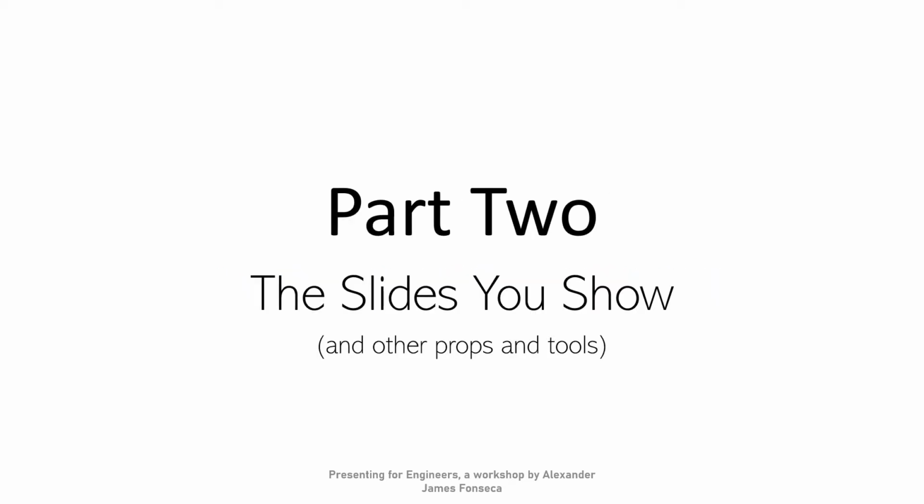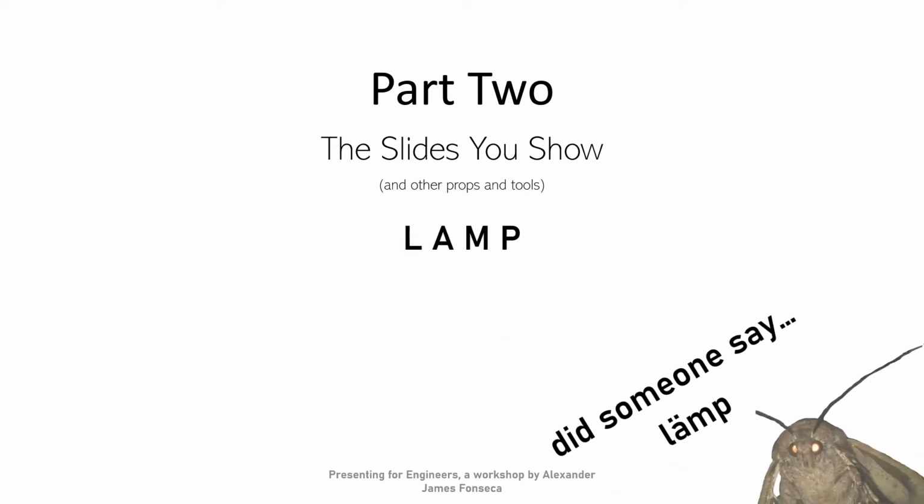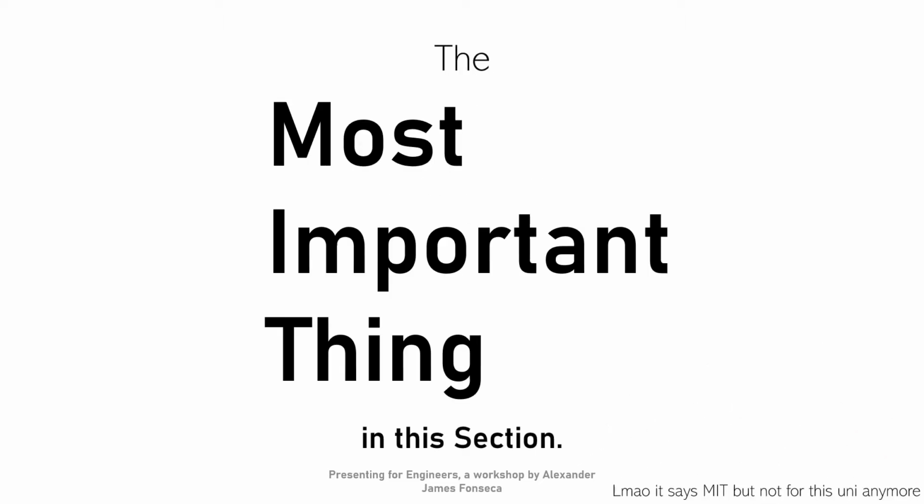So anyway, welcome to part 2, the slides you show, and of course about how you think about other props and tools. Same as last time, we're going to first have our MIT, the most important thing that I need you to take away, even if you forget everything else. Just remember the MIT. It's an abstract rule that will help guide you in thinking about your slides. And of course, we have 3 rules this time because rule of 3, right? It's a lot easier to remember. It'll be L, A, and P, which notice you can actually put the letters together and make lamp. So you'll see the moth keep appearing a few times in this presentation. Just for fun, right?